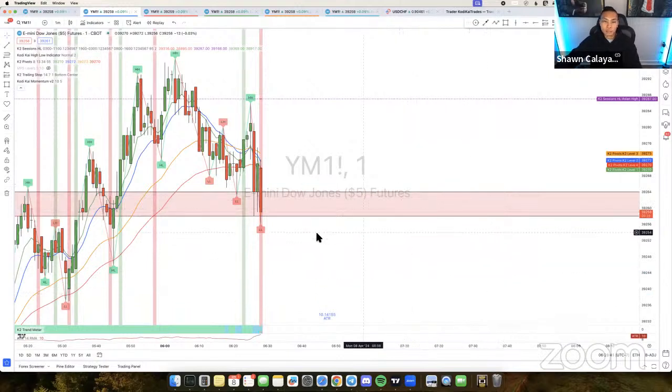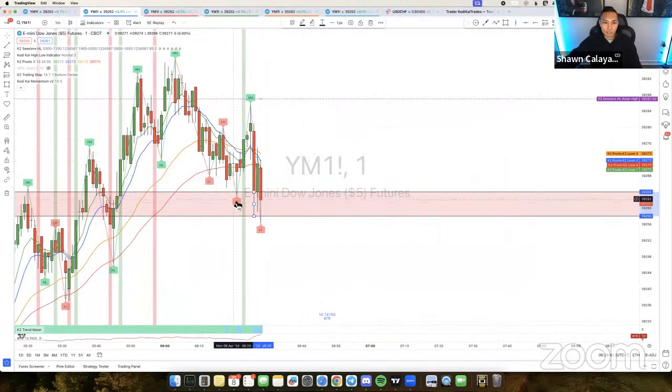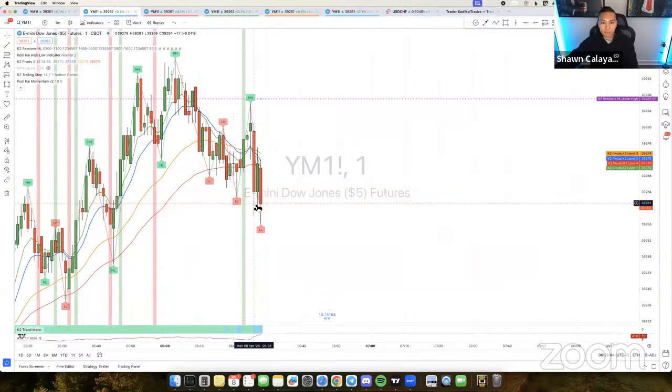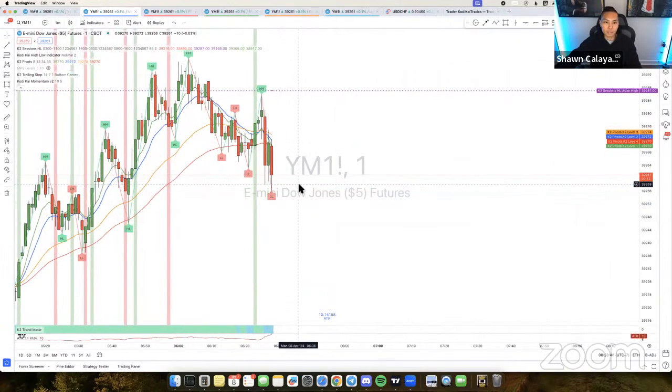But again, I typically don't trade pre-market because of this obvious reason. You get this pre-market movement here, which, I mean, price can really go in either direction when it's moving this way.